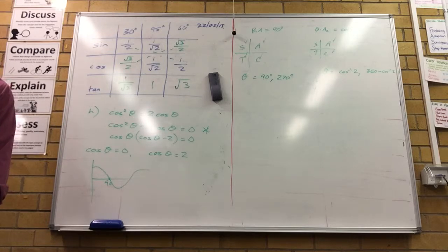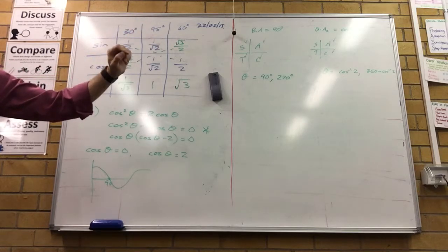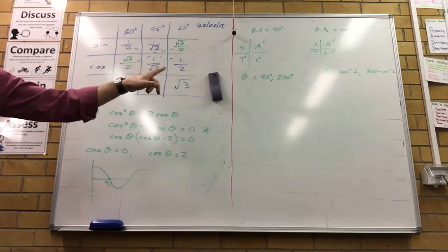I can't store cosine of 2. I can't store that. Then you need to push cos inverse of 2. Got that? Shift. Store. Pick the letter.